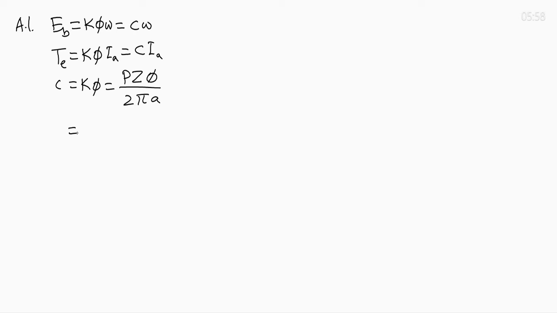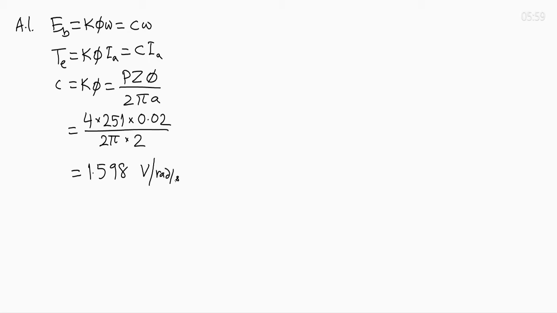So, here it is a 4-pole machine, P is 4, Z is the number of conductors, given as 251, phi is the flux per pole, constant 0.02 Weber, divided by 2 pi, and the number of parallel paths is 2, because the winding is lap wound, A is 2. With substitution of the values, you get the constant C, the back EMF constant or torque constant, as 1.598 volt per radian per second, or volt second per radian.